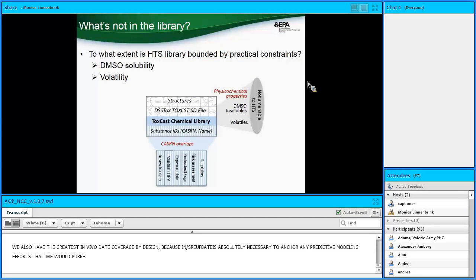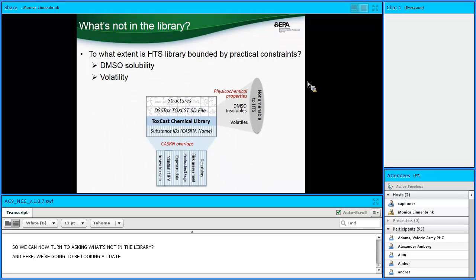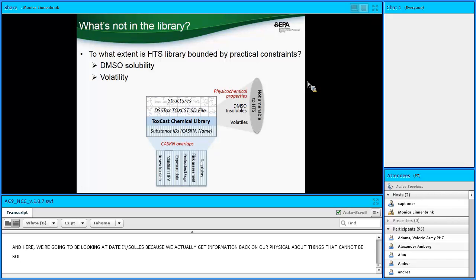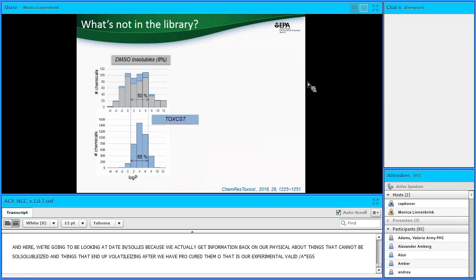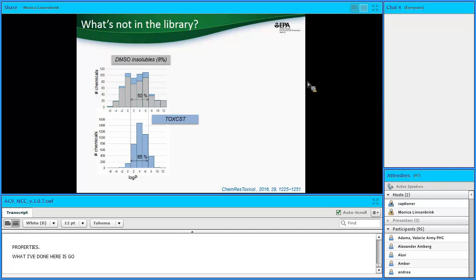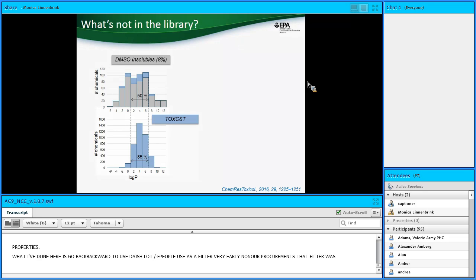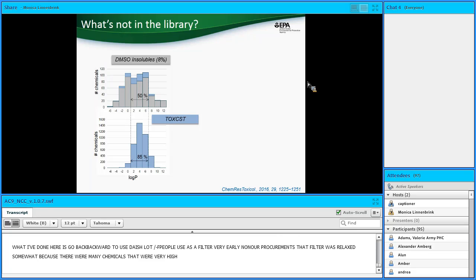So we can turn to asking what's not in the library. Here, we're going to be looking at DMSO insolubles and volatiles, because we actually get information back on our physical library about things that cannot be solubilized and things that end up volatilizing after we've procured them. So that is our experimental validation of these two properties. What I've done here is go backward. LogP was used as a filter very early on in our procurements. That filter was relaxed somewhat because there were many chemicals that were very high priority, very high interest. We don't have 100% confidence in these prediction models, so many chemicals got through these filters because of the high priority concerns. But if we go back now retrospectively and look, 8% of our procured library were DMSO insoluble.